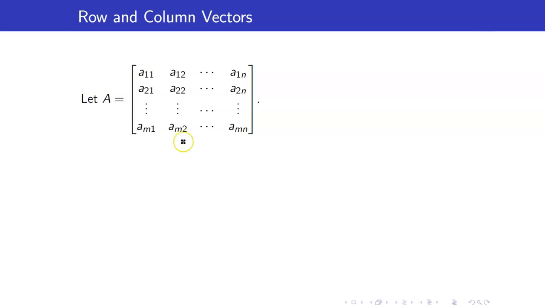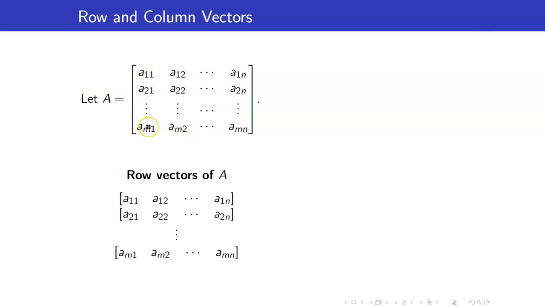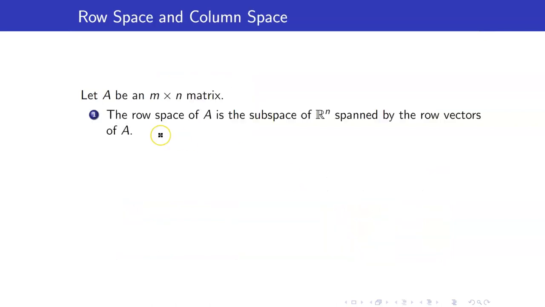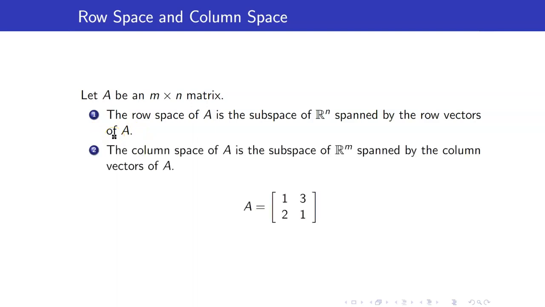Suppose that you have an m by n matrix over here. When we talk about the row vectors of A, those are just the rows of A, and the column vectors of A will just be the columns. The row space of a matrix A is the subspace spanned by the row vectors of A, and the column space of A is a subspace spanned by the column vectors of A.